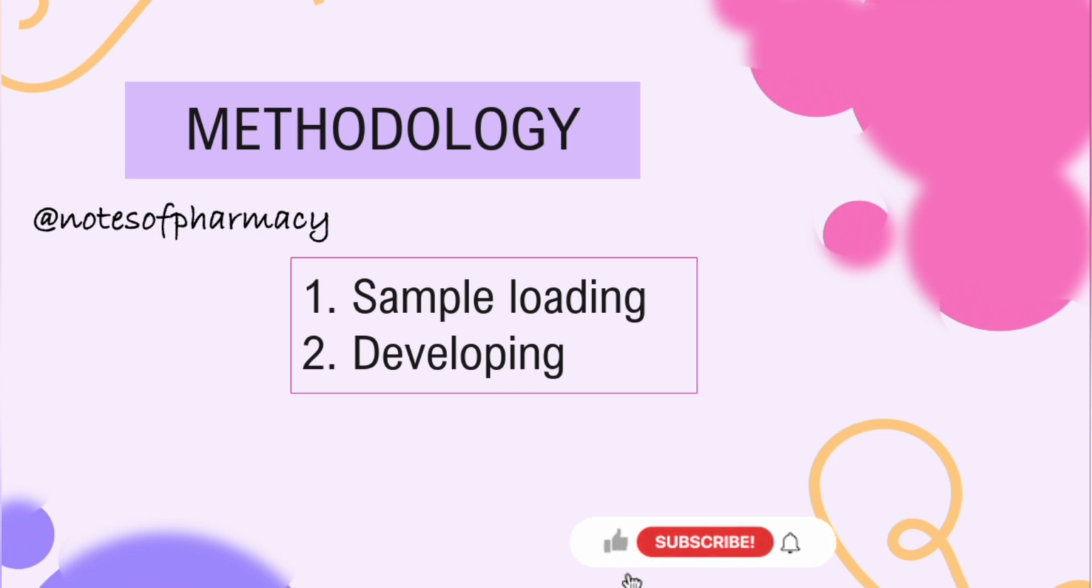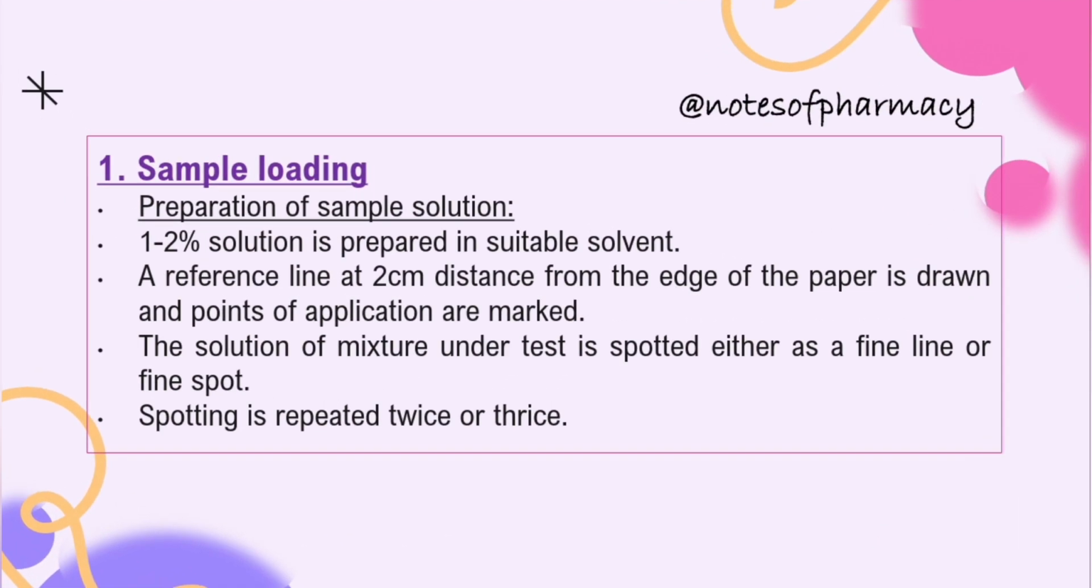Coming to the methodology. In this, two methods are involved: sample loading method and developing method. In the sample loading method, preparation of sample solution is involved. A 1 to 2% solution is prepared in a suitable solvent. A reference line at 2 cm distance from the edge of the paper is drawn and points of application are marked. The solution of the mixture under test is spotted either as a fine line or a fine spot. Spotting is repeated either twice or thrice.